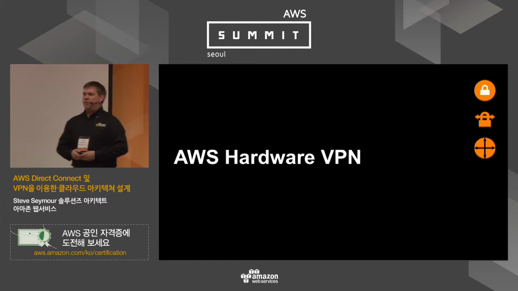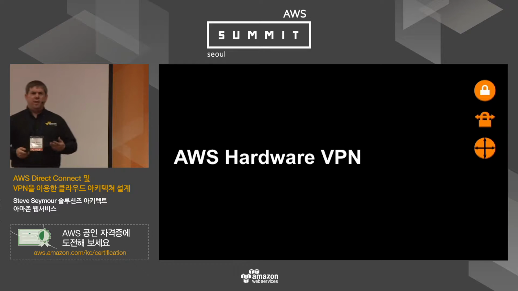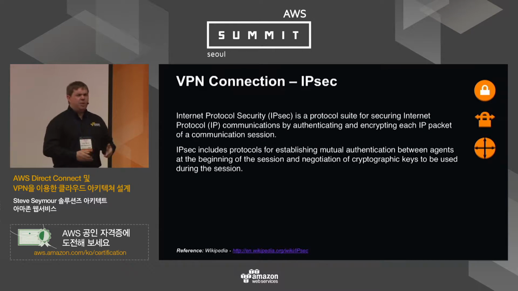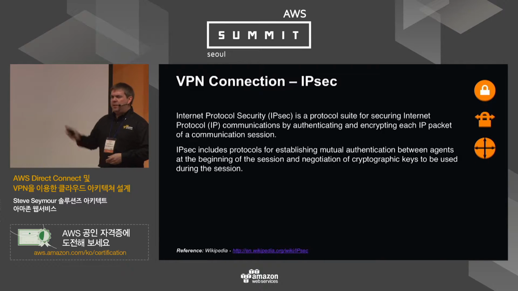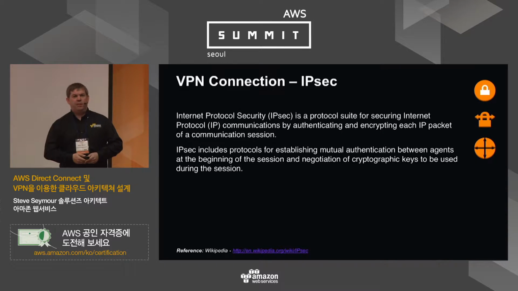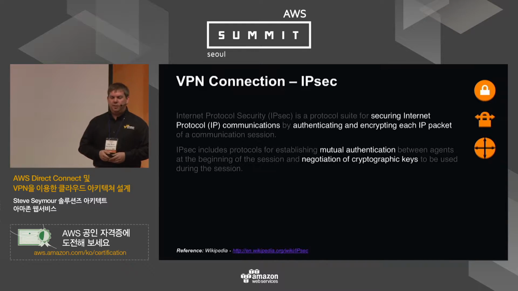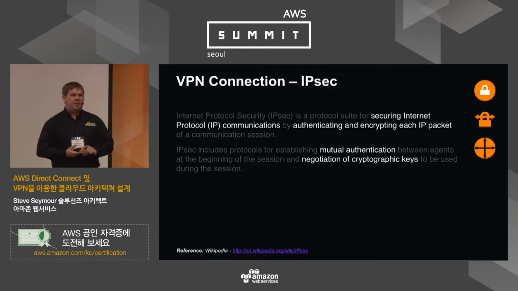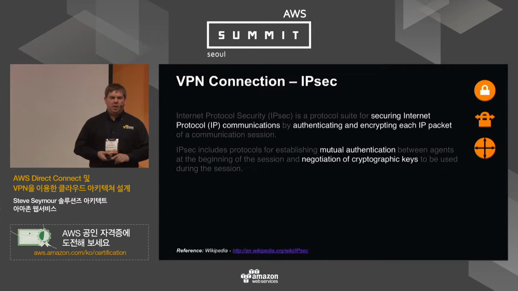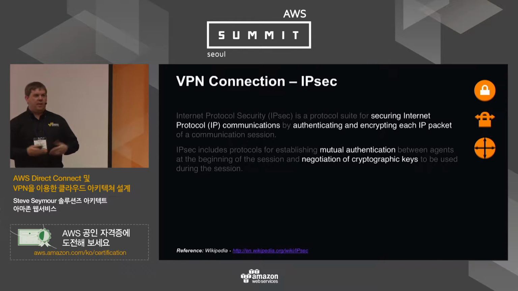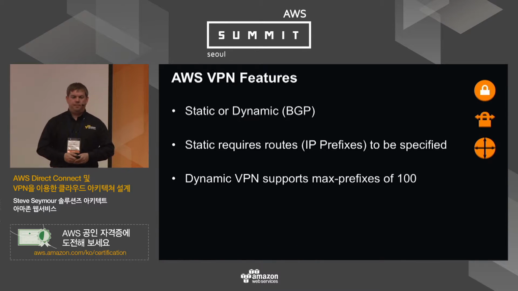So first of all, let's talk about the VPN solution that we have. Within the VPN that AWS provides, we have two options for configuration. But first of all, what is a VPN? This is the definition of an IPsec VPN according to Wikipedia. The things that matter, though, it secures IP connectivity. It allows you to authenticate and encrypt every packet. It provides methods for mutual authentication. And finally, it provides a method for exchanging cryptographic keys. That is what an IPsec VPN is.